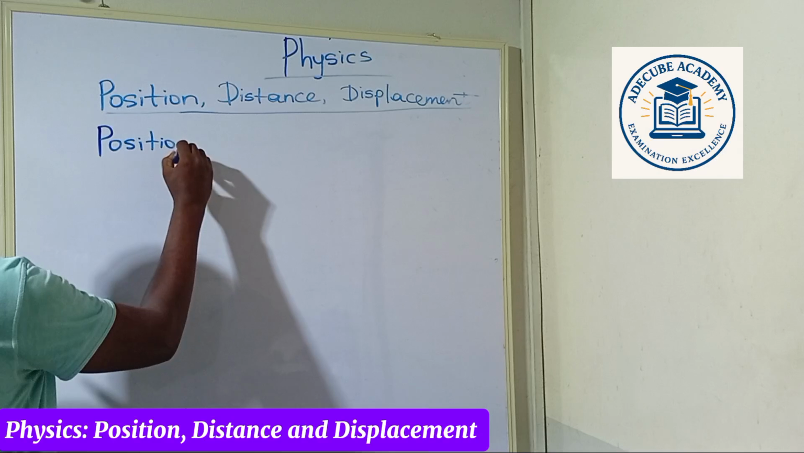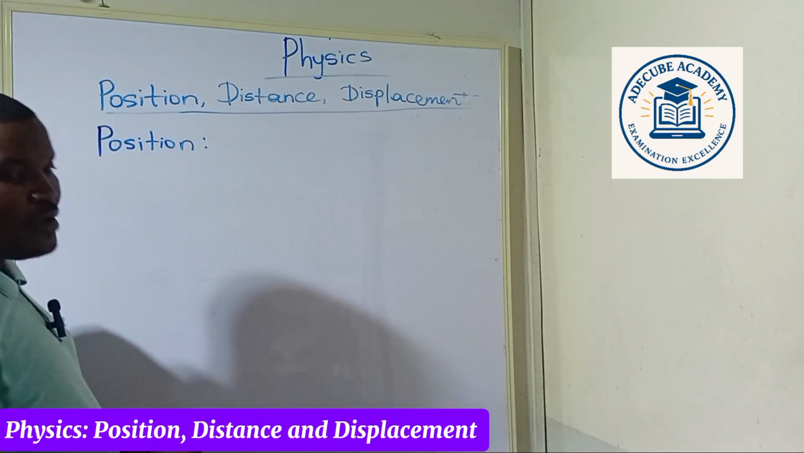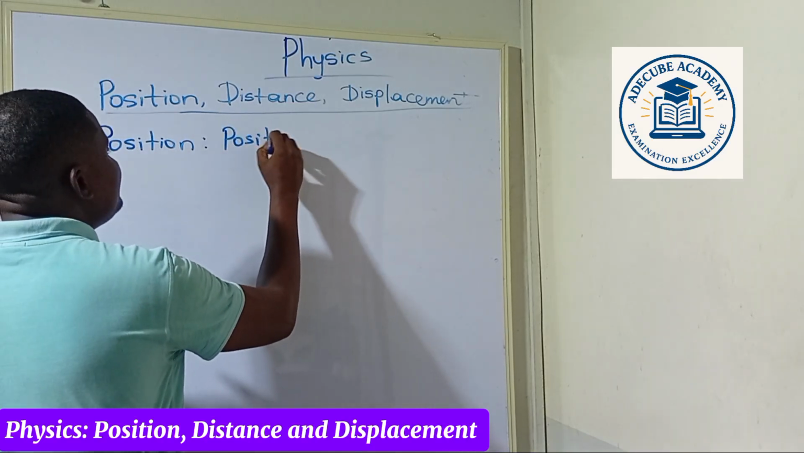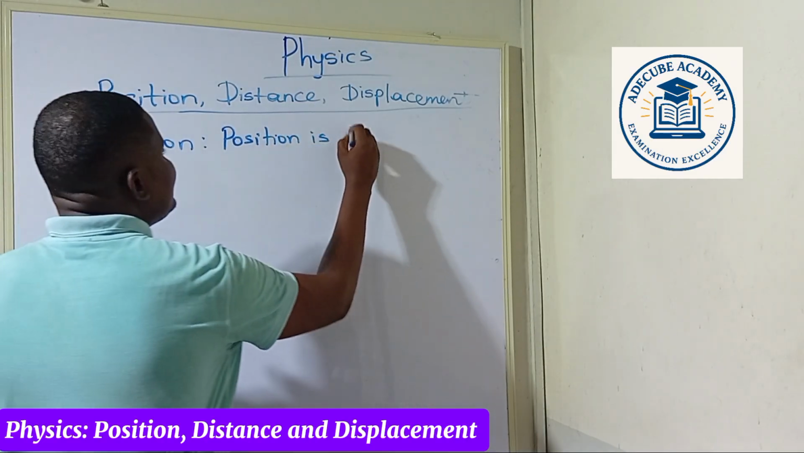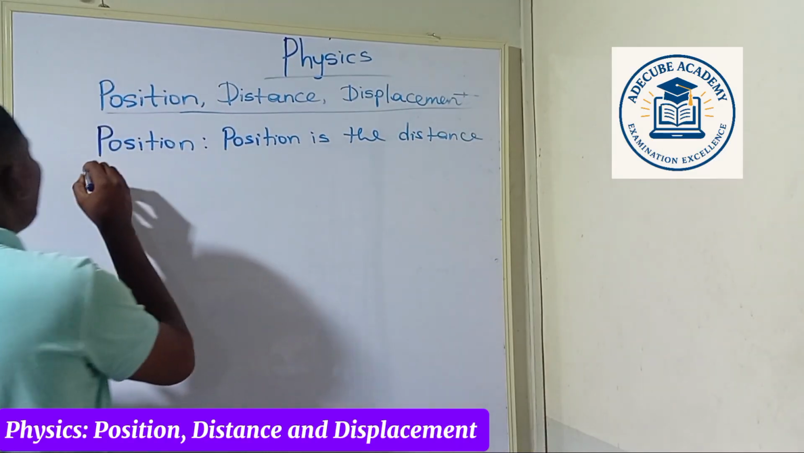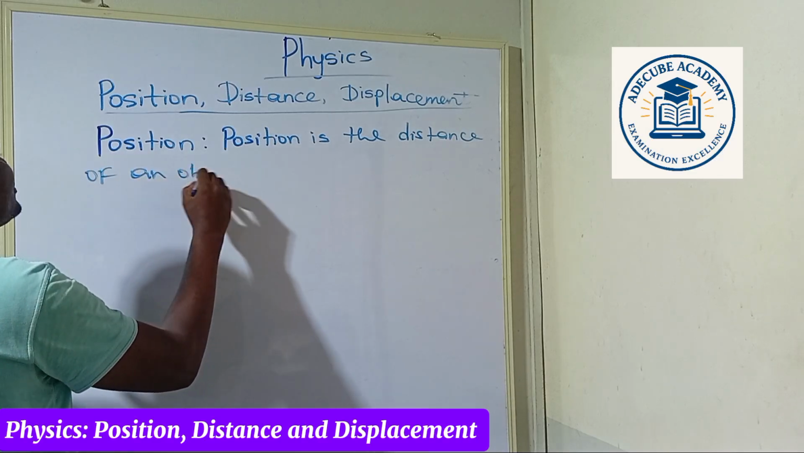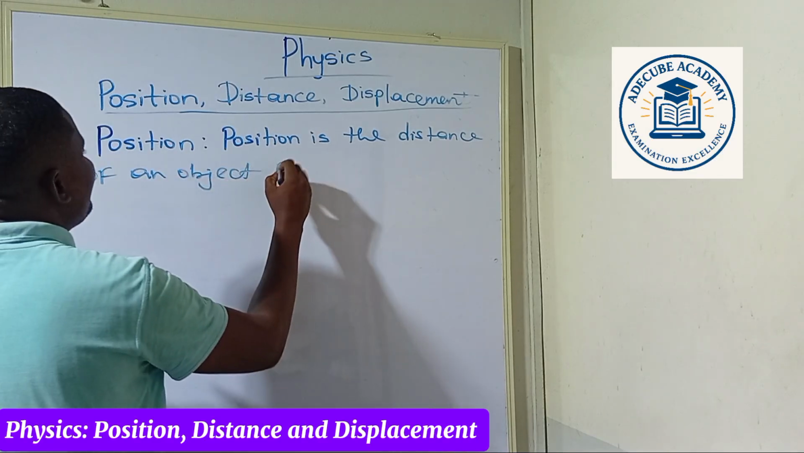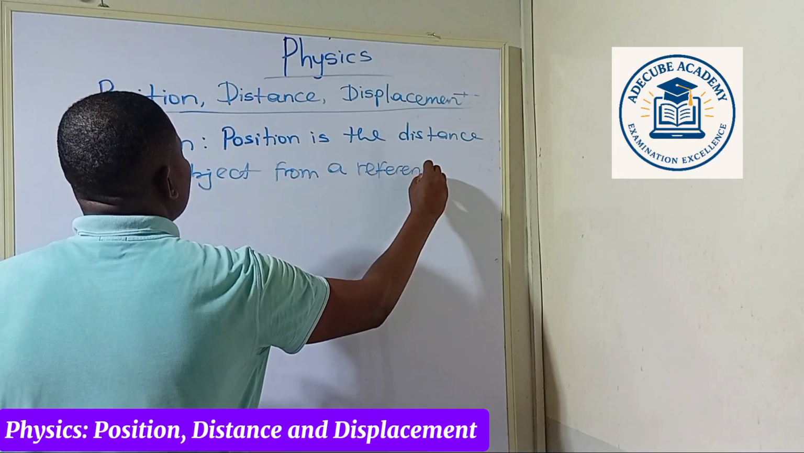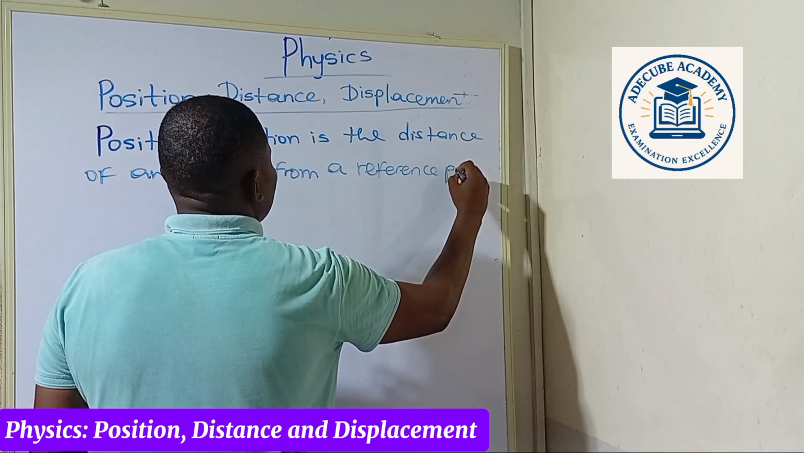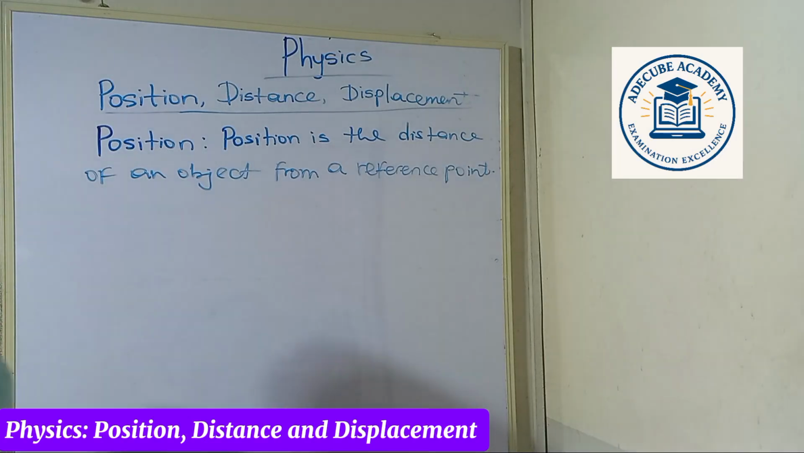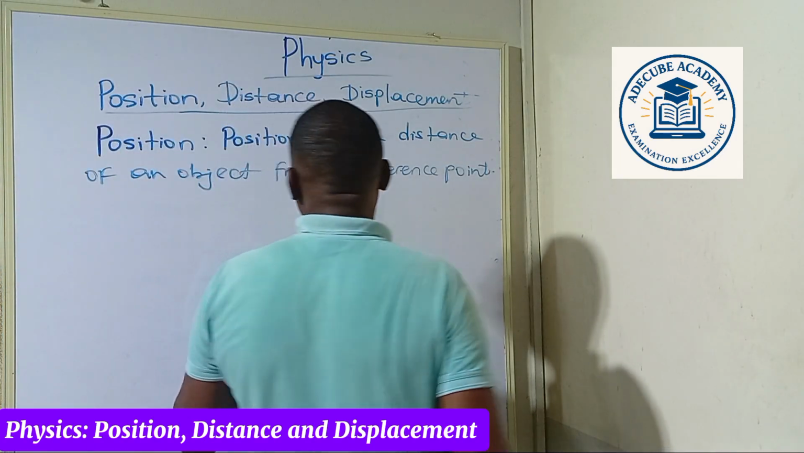According to the physics definition, position is the distance of an object from a reference point. Position is the distance of an object from a reference point.